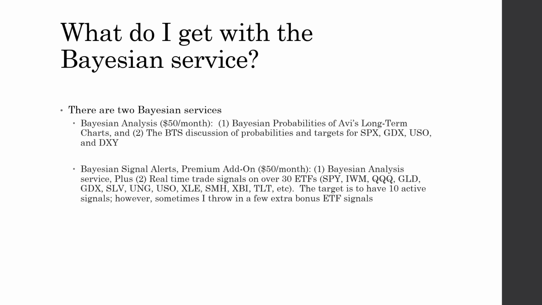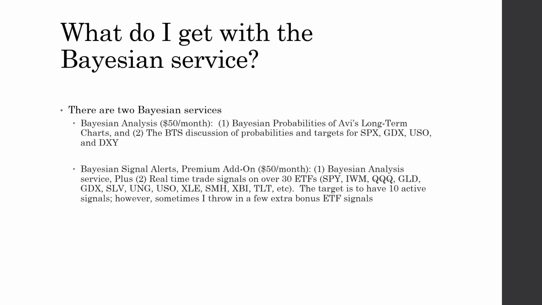So what are you going to get if you pay $50 a month? You're going to get Bayesian probabilities of Avi's long-term charts, which I'll comment on here in a second and what that means. You're also going to get discussion items every day around our current positions in SPX, GDX, USO, and DXY, which is the US dollar. Now, the additional $50 would be $100 per month, or whatever. That gets you the signals, basically. So it used to be the whole service was $100 a month, but we decided to offer an economically friendly $50 service for those that don't actually want the trade signals.